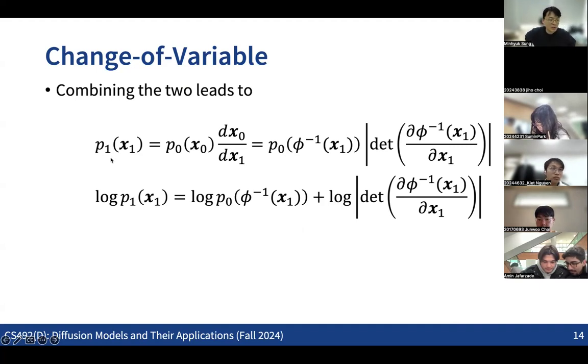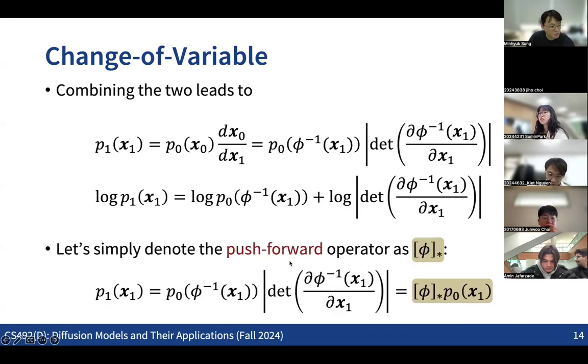You compute the inverse function of pi, and also its determinant and Jacobian like this. The same function can also be represented in log scale like this, where we have a plus here, the same formulation. We call this process of mapping P0 to P1 through the mapping function pi the push forward operation.